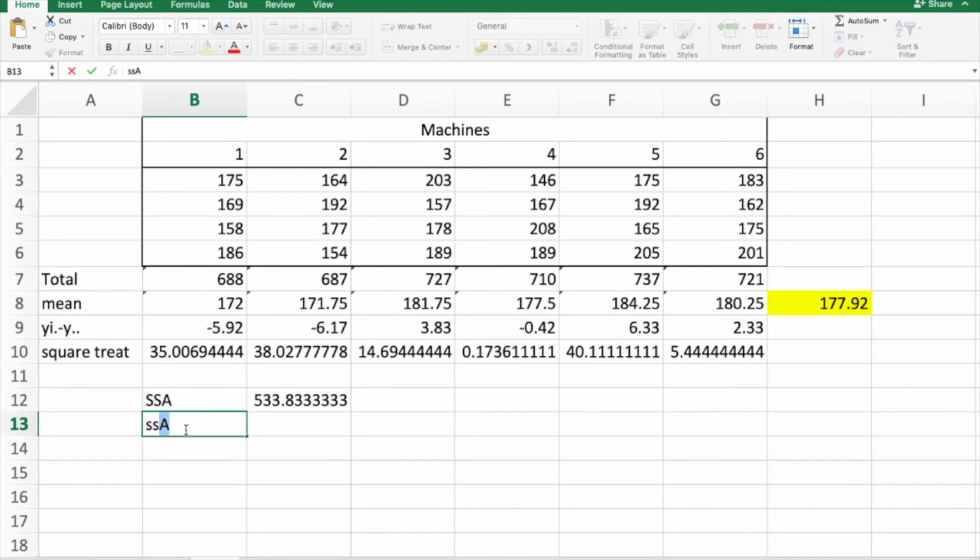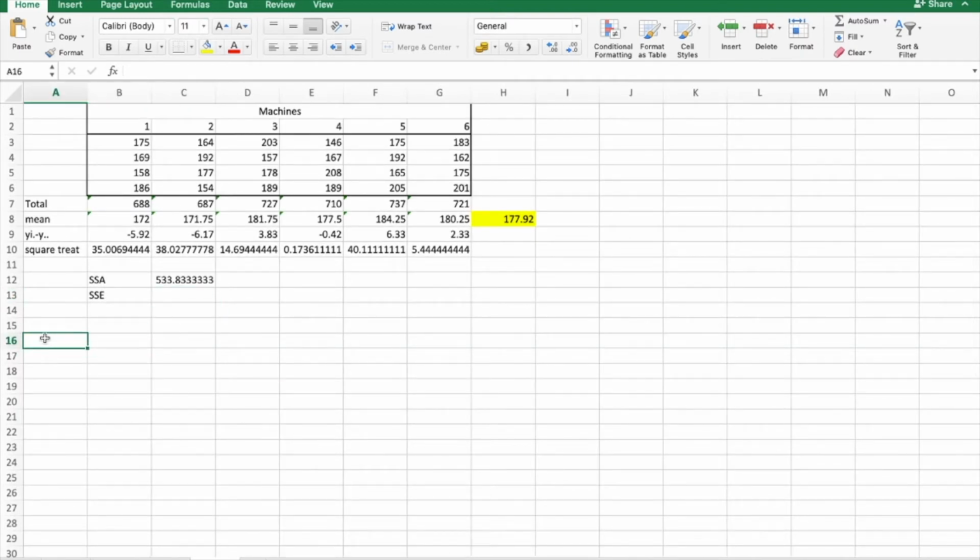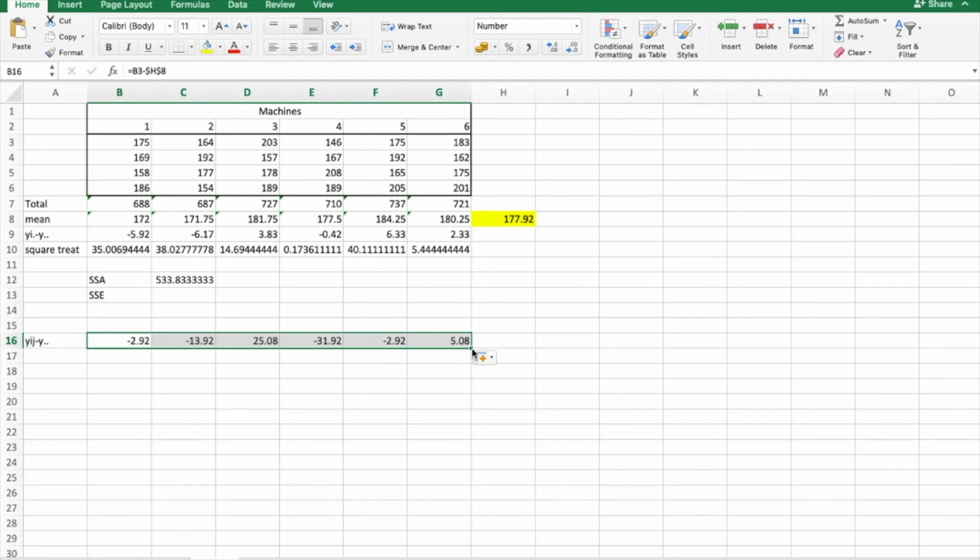If I have to find the sum of squares of error, first of all I have to find yij minus y dot dot, and that is the term equal to this minus this term. I'll put a dollar here to make it a constant term, and a dollar here. Okay, I'll pull it over 6 columns and 4 rows.